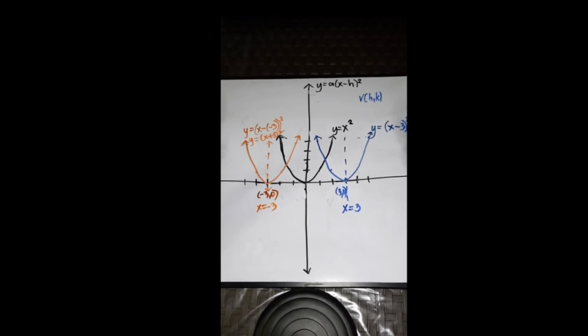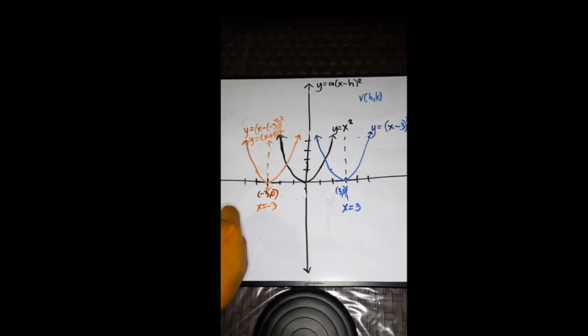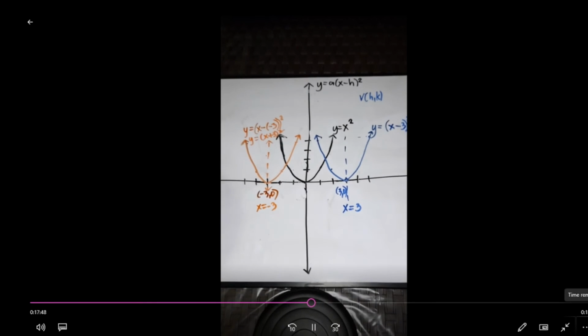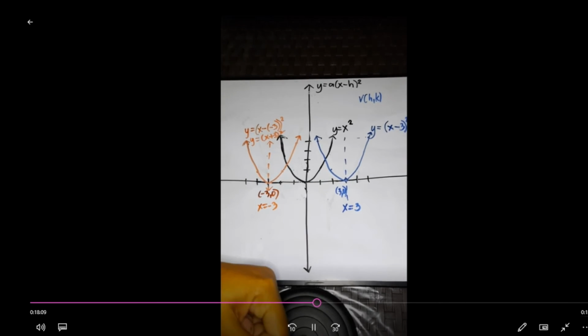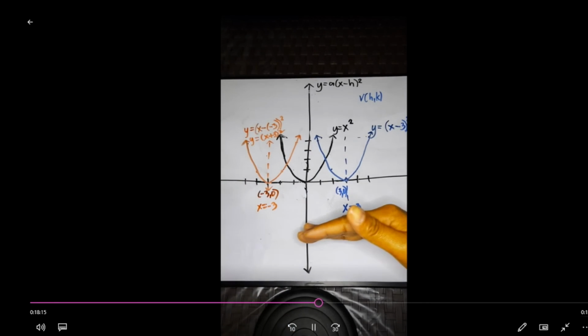So, take note, if h is negative, you are going to shift to the left. If h is positive, you are going to shift to the right. So, ibig sabihin, if you have y is equal to a times quantity x minus h squared, ang movement ng parabola natin is sidewards, either to the left or to the right. Kung yung h natin is positive, we are going to shift to the right. If our h is negative, we are going to shift to the left. Okay?